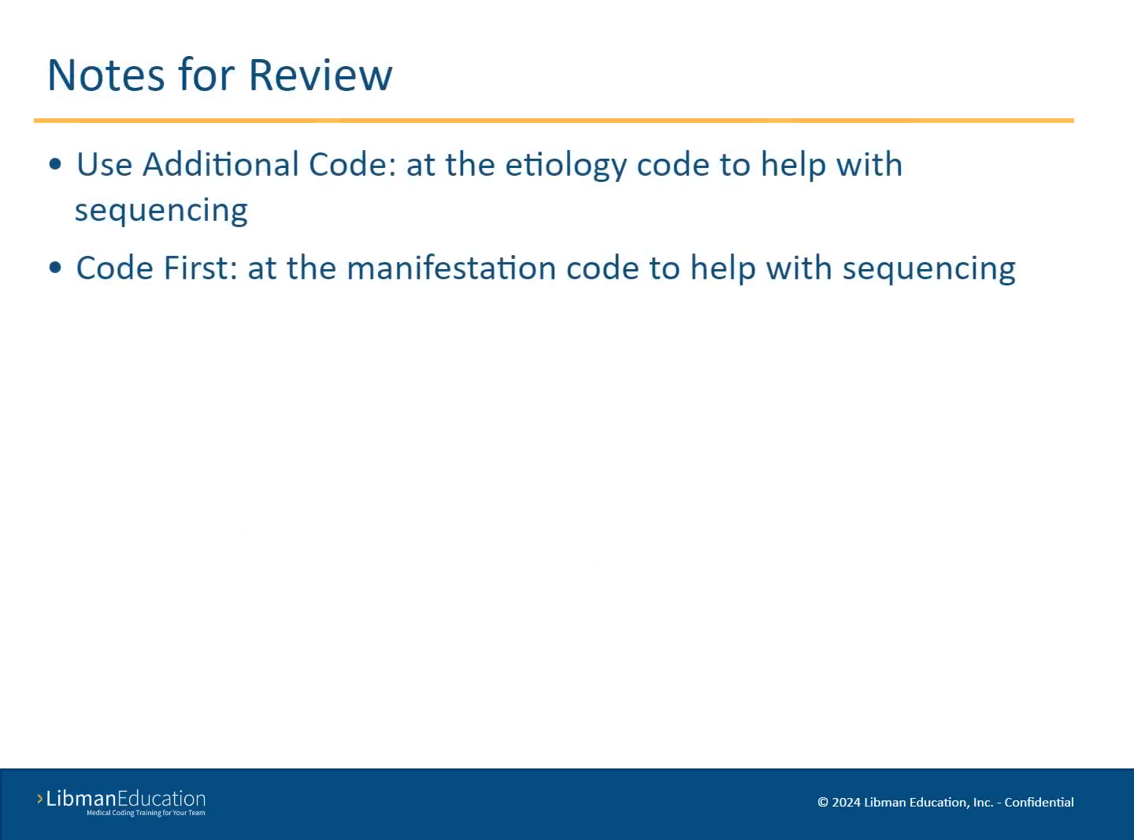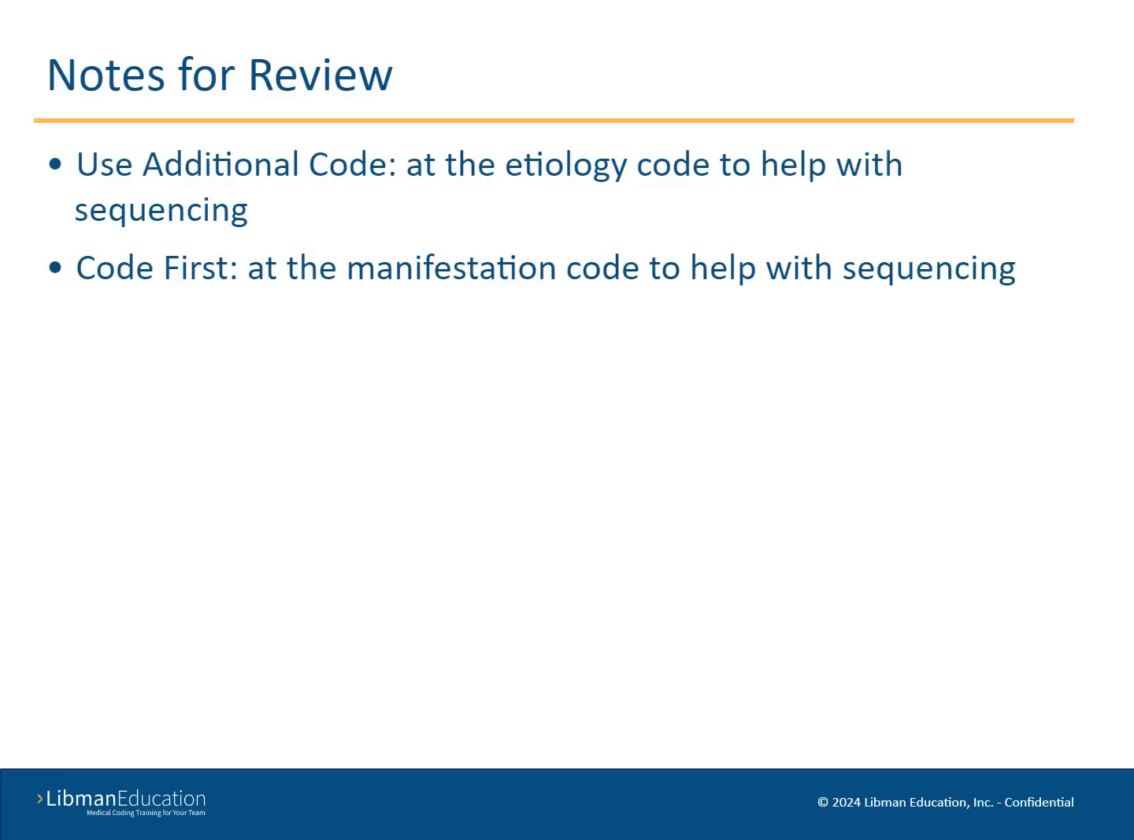Before we get started, I want to provide some definitions of some of the types of notes we're going to see in our examples coming up. Certain conditions have both an underlying etiology and multiple body system manifestations due to that underlying etiology. For those conditions, ICD-10-CM has the coding convention that requires the underlying condition be sequenced first, followed by the manifestation. And whenever we have combinations like this, there's a use additional code note at the etiology code and a code first note at the manifestation code.